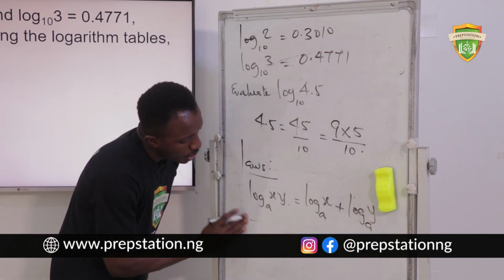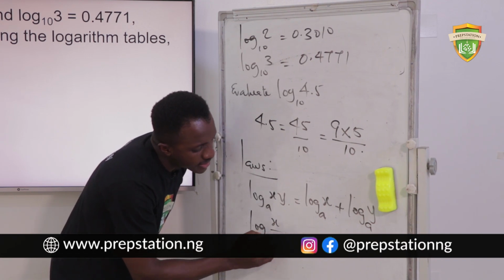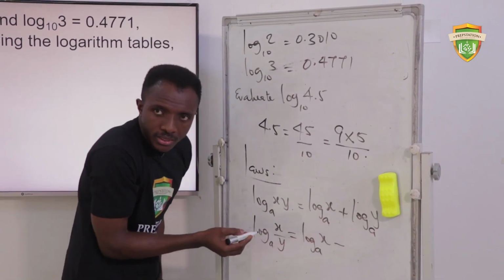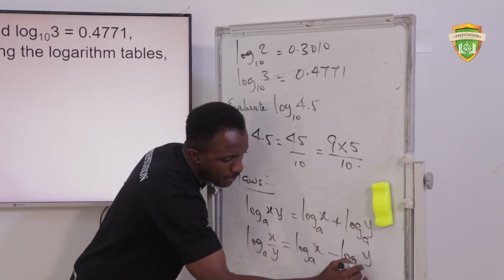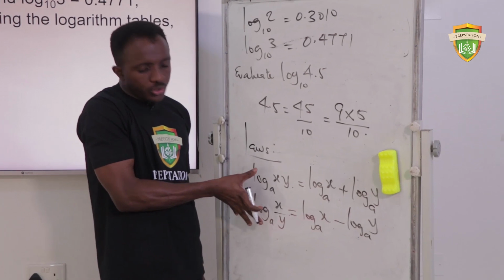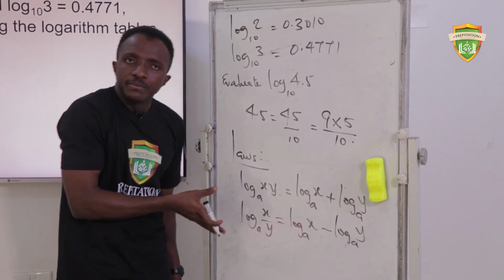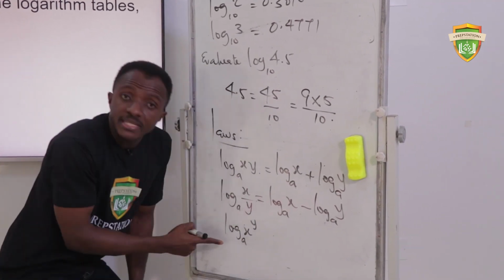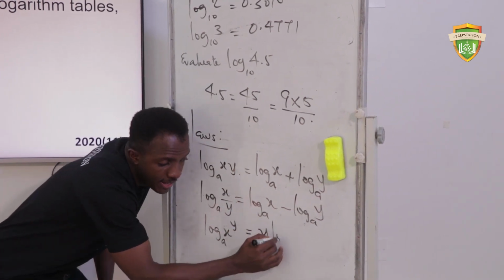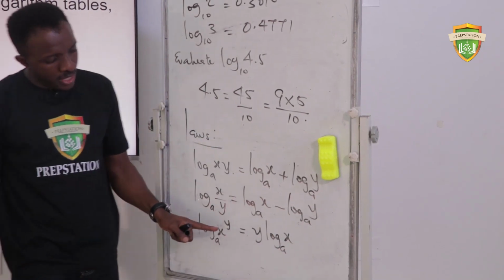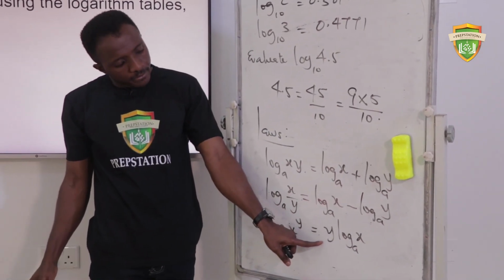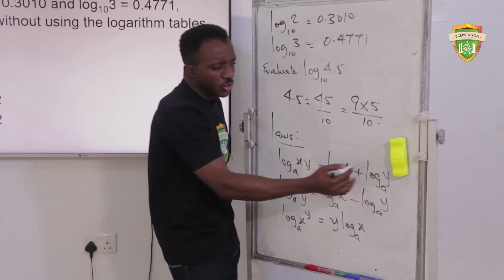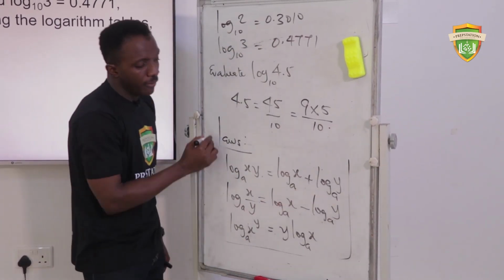Number one. Also, it is important to note that log x over y base a is the same as log x base a minus log y base a. Now, I'm going to make use of these laws that I'm writing on the board. Now, the next one, which is also very important, is log x raised to the power y to base a equals y log x base a. What happens? The power here has gone back to multiply the log. So take note of these three. There are 2 or 3 other laws, but I'm going to stop here because I'm going to make use of these laws to solve my question.